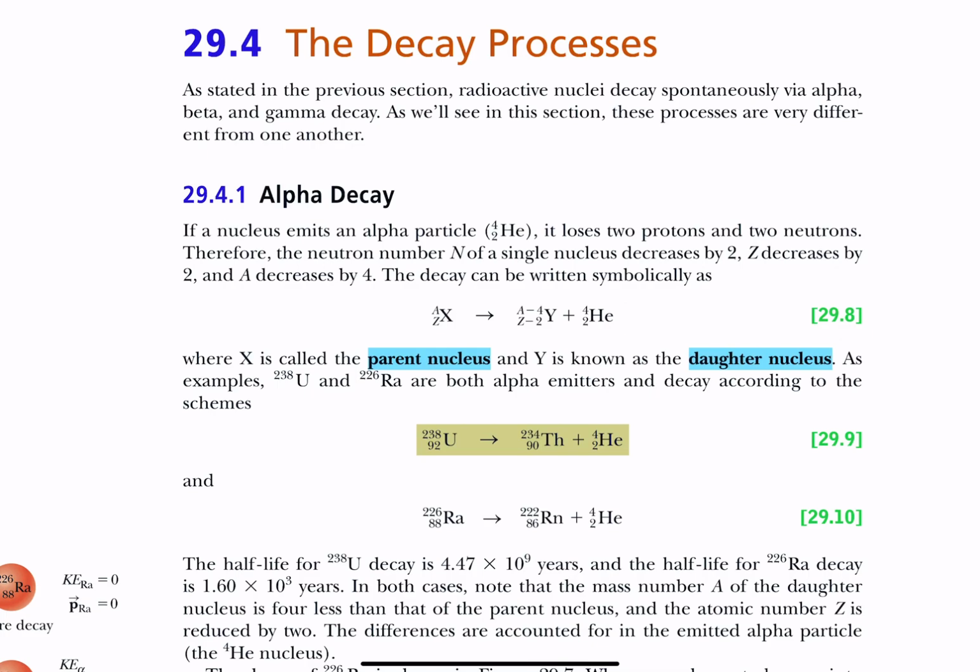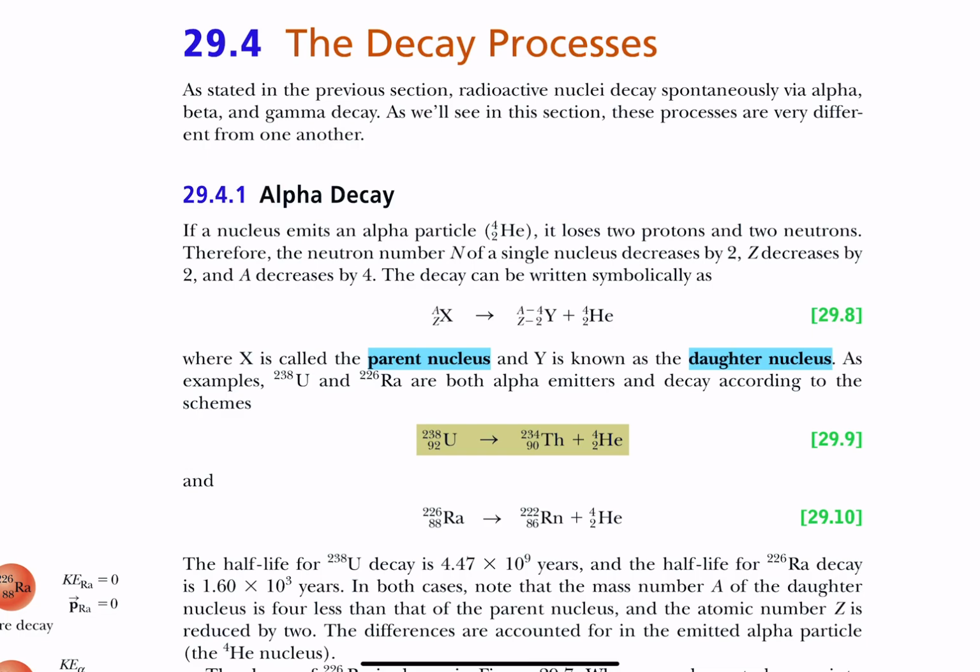Now, you'll notice that the numbers in the upper left hand, 238 on the left of the arrow, equals 234 plus 4 from the alpha particle on the right side of the arrow. And the numbers in the bottom left must also add up: 92 on the left, 90 plus 2 on the right. These numbers have to be equal. Now, of course, what is not showing on the right side of the arrow is any energy or any unusual radioactive particles like neutrinos that would also be produced. More about them later, and more about calculating the amount of energy later.